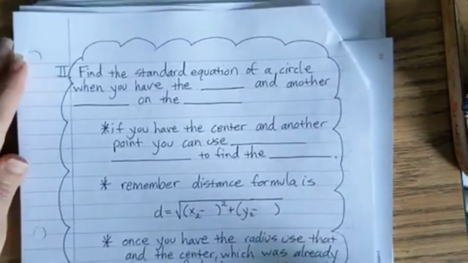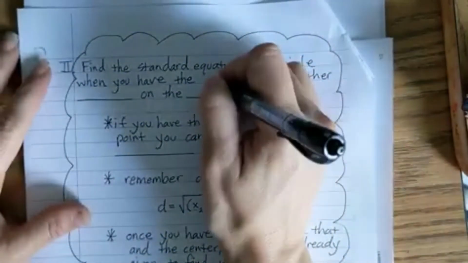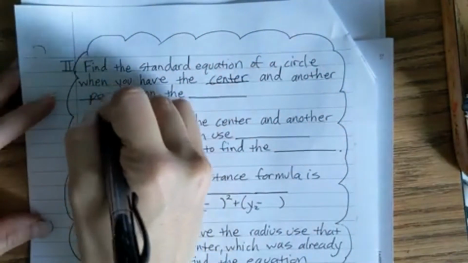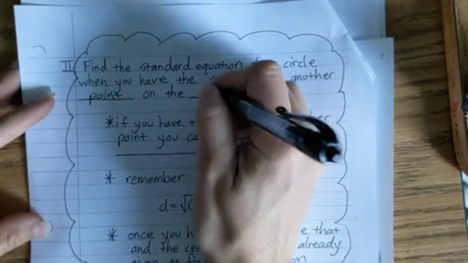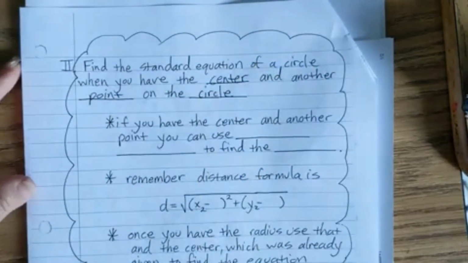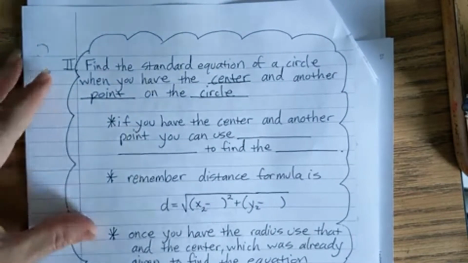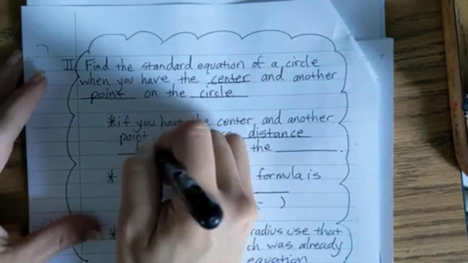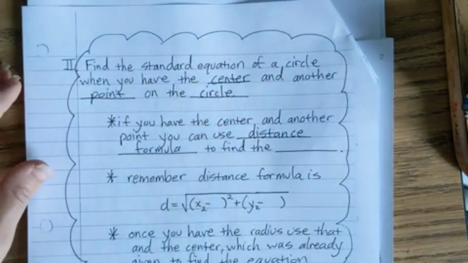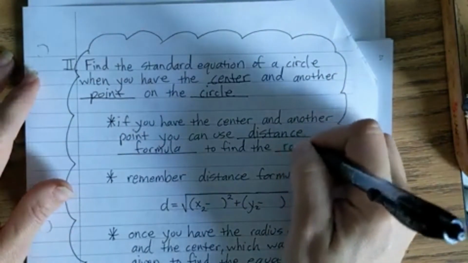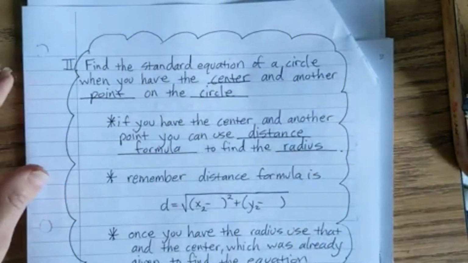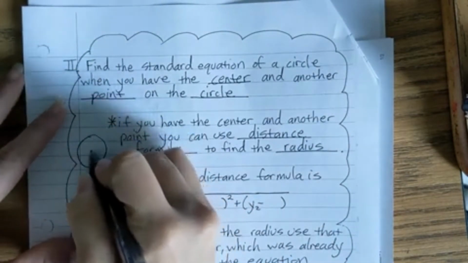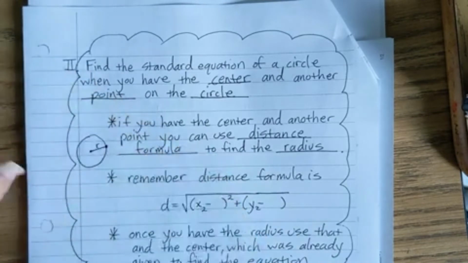Okay, so here it says find the standard equation of a circle when you have the center and another point on the circle. If you have the center and another point, you can use the distance formula to find the radius. Right? Because remember, if you have a circle, the distance from the center to a point on the circle is going to be the radius, right?